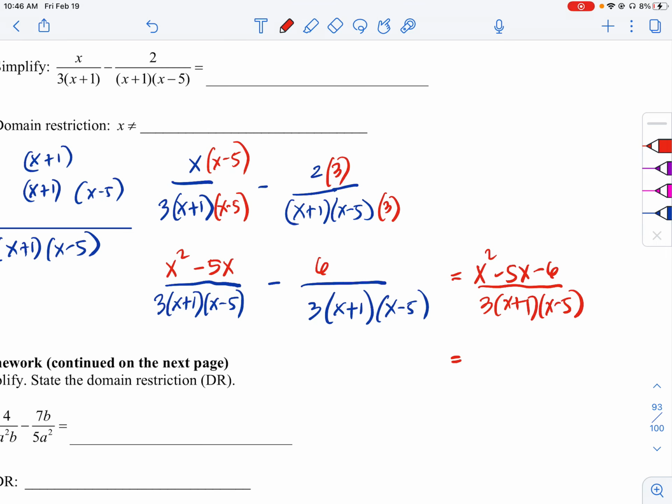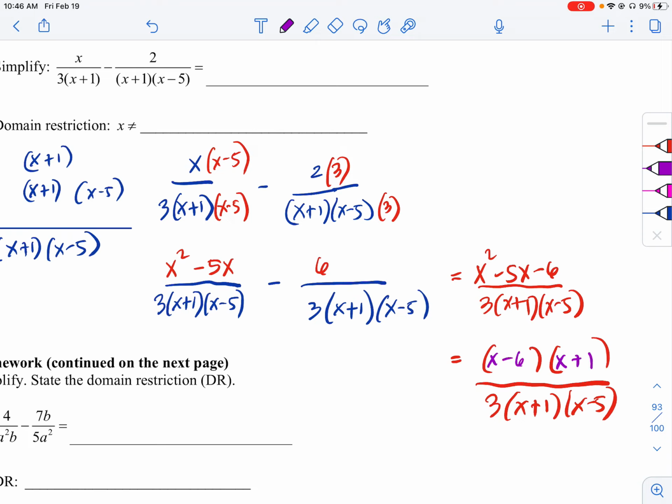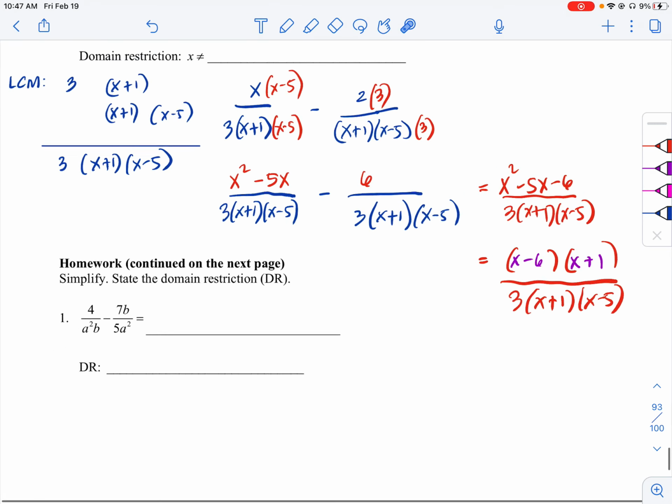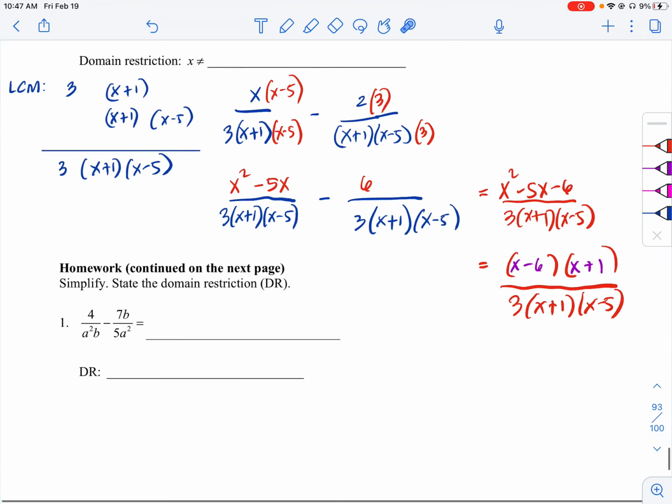It looks like we still can simplify this, right? It looks like we can factor it. Let's see how to factor that. Numbers that when you multiply, you'll get negative 6. When you add, you'll get negative 5. That's negative 6 and a positive 1. Let's review. Negative 6 times 1 is a negative 6. Negative 6 plus 1 is a negative 5. So that is our answer there.